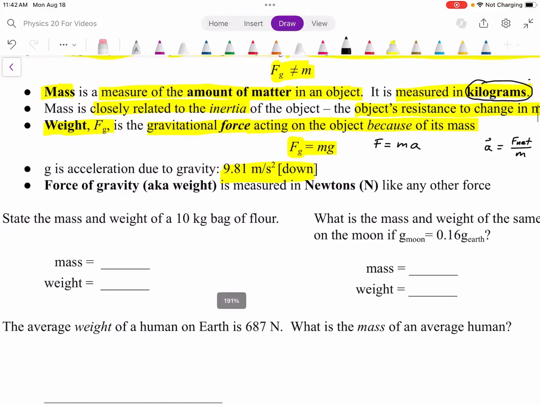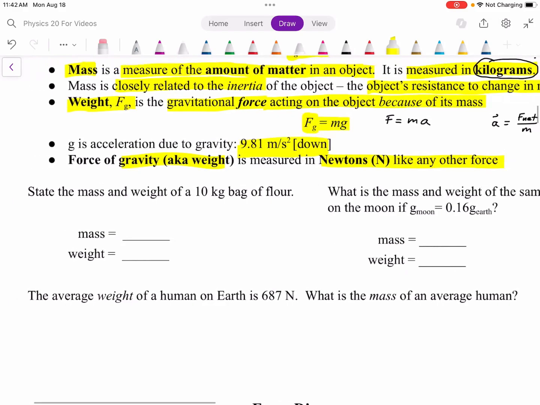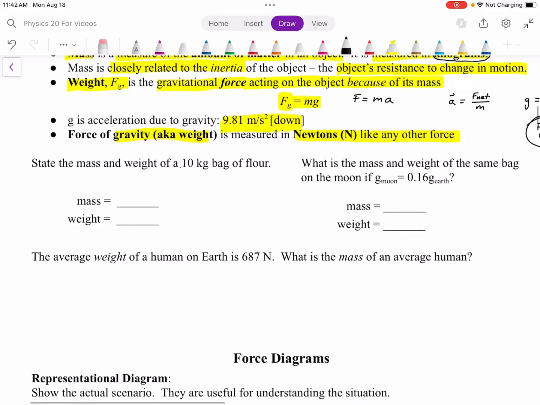Okay, so the force of gravity, in other words, the weight, is measured in newtons like any other force. It is not the same thing as mass. So let's explore this idea. What's the mass and the weight of a 10 kilogram bag of flour? We'll assume we're on Earth here. Well, mass is easy, right? They told us it. The mass is 10 kilograms. That's essentially a measure of how much matter there is in that bag of flour. It has 10 kilograms of mass.